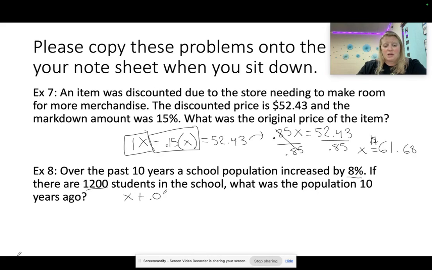8% is 0.08. And we multiply that by the original, which again I don't know, so I have to write X. And that will equal your new population. So again, don't forget there is a 1 that's in front of X here, so we're going to combine our like terms. 1 plus 0.08 is 1.08. And then we just finish by dividing 1,200 by 1.08.